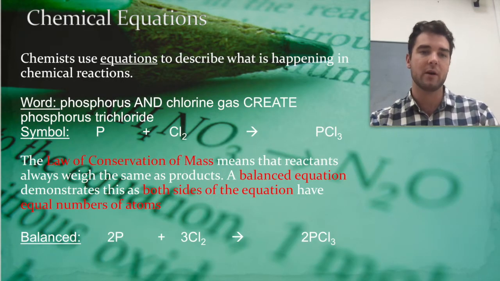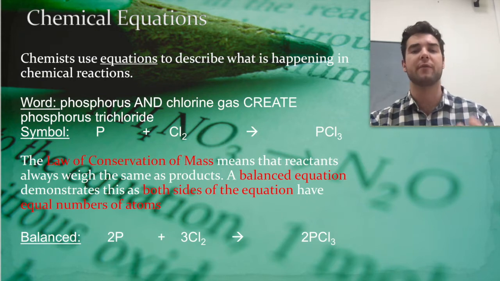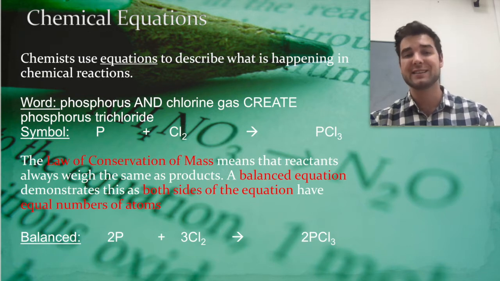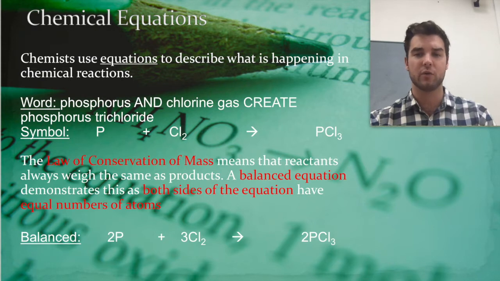Let's talk about chemical equations again. Chemists use equations to describe what is happening in chemical reactions. For example, a word equation could be phosphorus and chlorine gas create phosphorus trichloride. It takes a long time to write out, so chemists say P, the symbol for phosphorus, is added to chlorine gas, Cl2, and that creates phosphorus trichloride, PCl3.